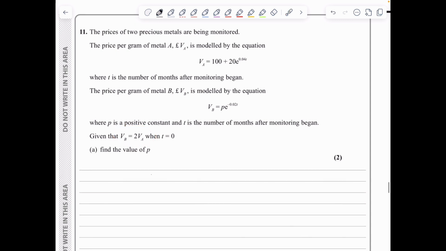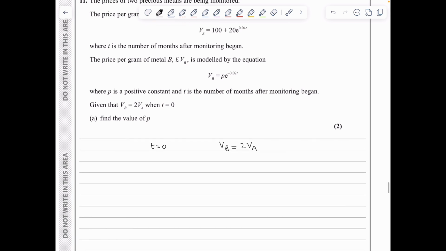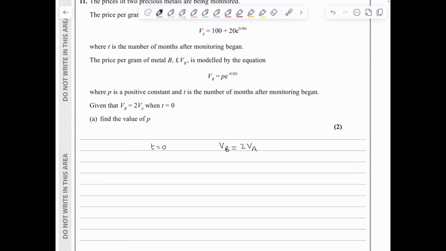So when t is equal to 0, V_B is equal to 2 times V_A. So V_B when t is 0 is simply Pe⁰, and this is equal to 2 times (100 + 20e⁰). Now, e⁰ is simply 1, so this leads to P being equal to 240.